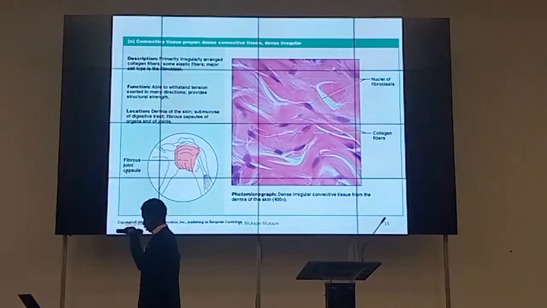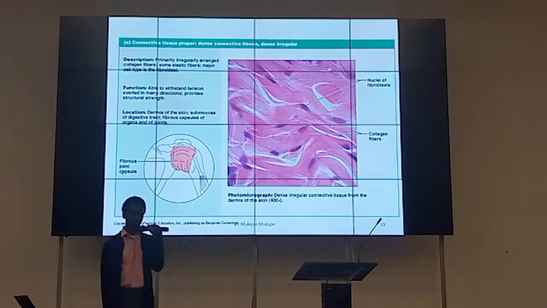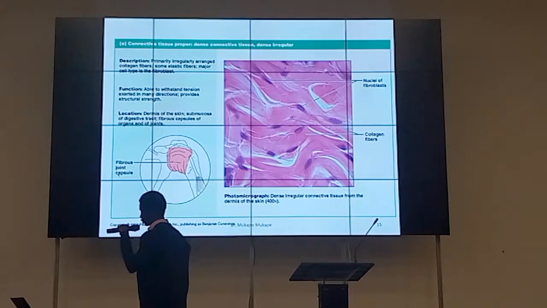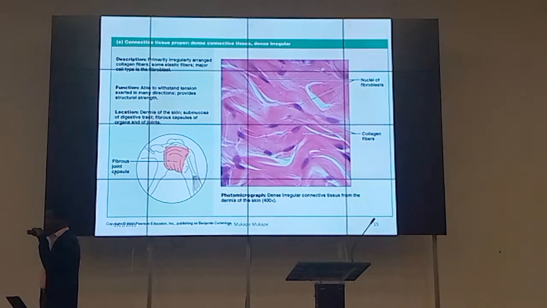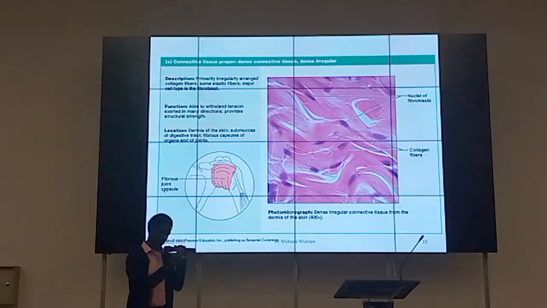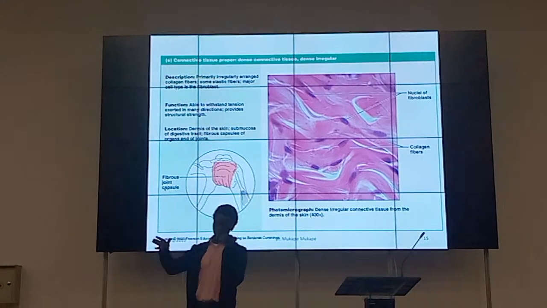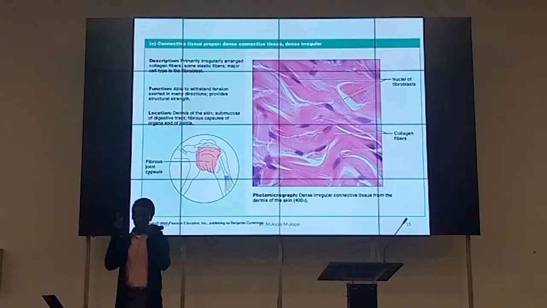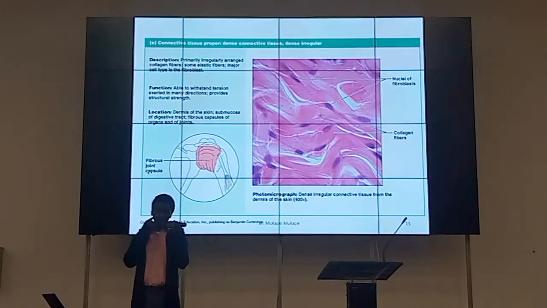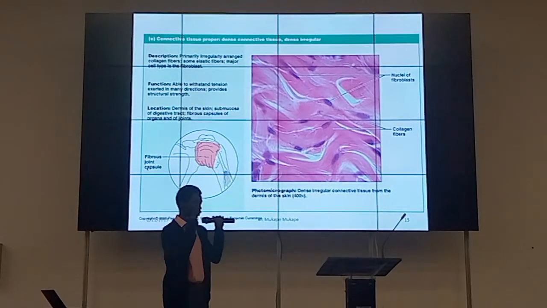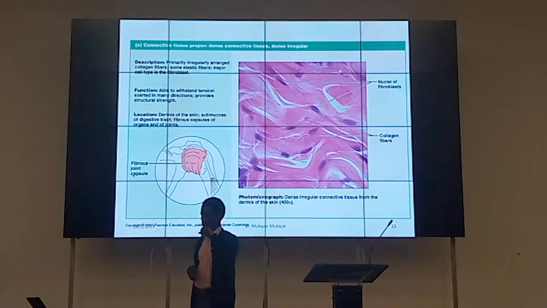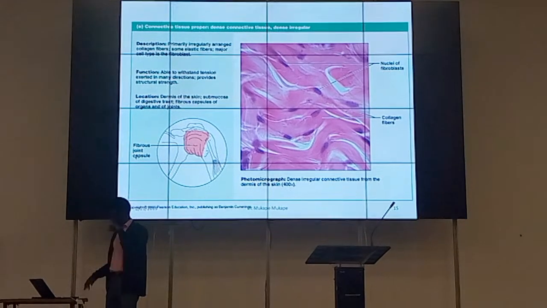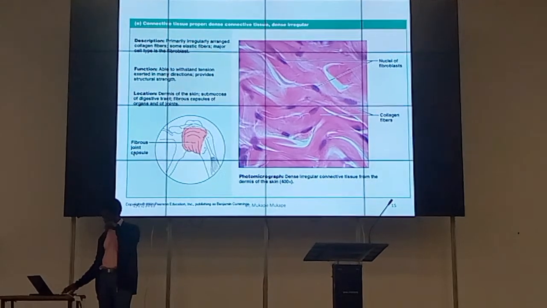So we have dura mater, arachnoid mater, and pia mater. I've listed them from outside to inside. The outermost is dura mater. It's a very hard structure, followed by arachnoid mater, and then pia mater. Pia mater is closely adherent to the brain and the spinal cord. You can't separate it from there. In between pia and arachnoid, we have the subarachnoid space, where we find the CSF, cerebrospinal fluid.